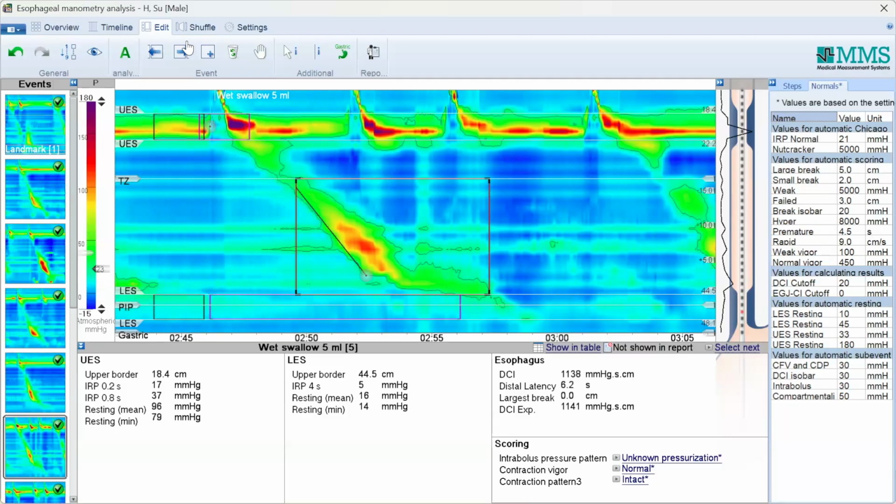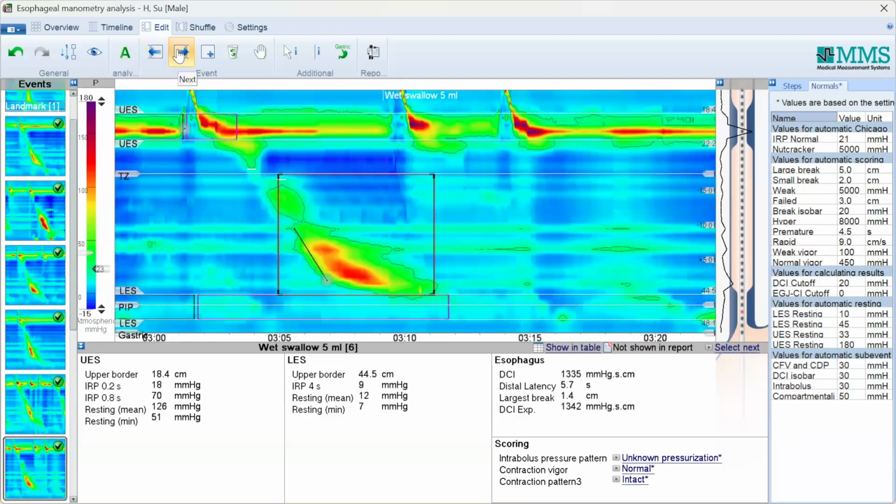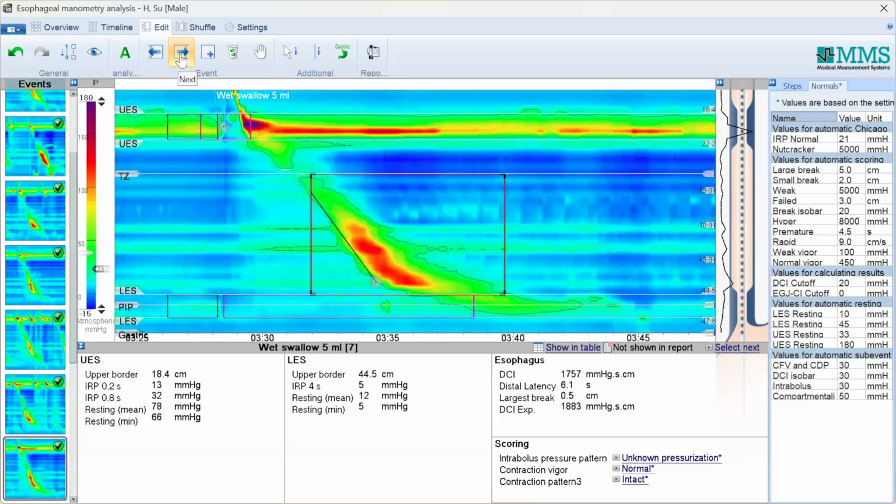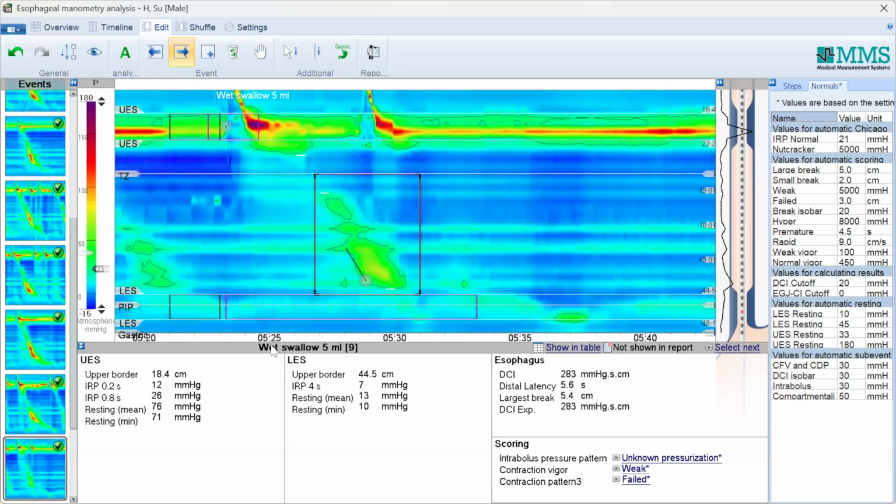This is the swallows. Let's reach the averaging of these 8. For example, let's see this one. If you look at the DCI, it's 283. That means it's a weak swallow. Why is it weak? Because it's below 450.